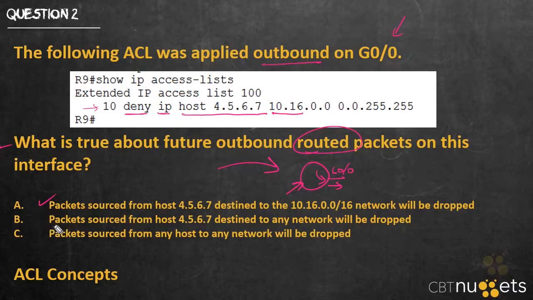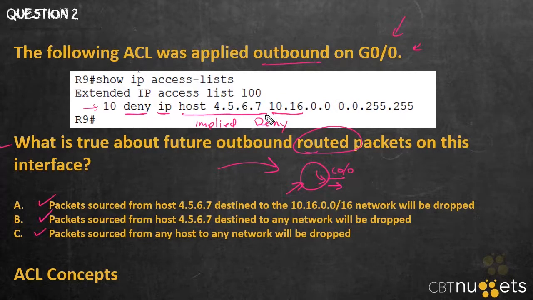Okay, option B says packets sourced from host 4.5.6.7 destined to any network will be dropped. And that's also true because of the implied deny at the end of this access control list. If there's not a permit on here, it's over regarding routed traffic. So this one's also true. And then option C, packets sourced from any host to any network will be dropped if going through this interface gig 0/0. And that is also true. So we need to have at least one permit statement if we have an access control list applied for packet filtering on an interface.